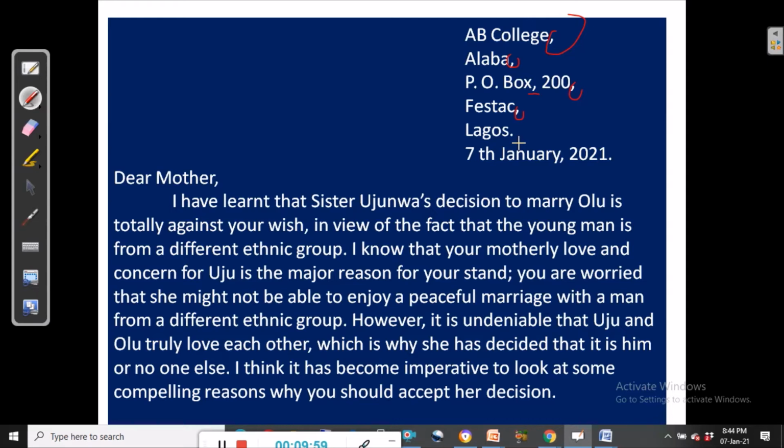If it's a letter that is going to any part of the country, then we can end the address with the state and we put full stop. Then the next is the date. 7th January, you can find a comma here and then full stop after 2021. So you need to observe all this, because if you get it wrong anywhere here, of course you will lose half a mark. So it's important you really take note that you have to punctuate your letter very well.